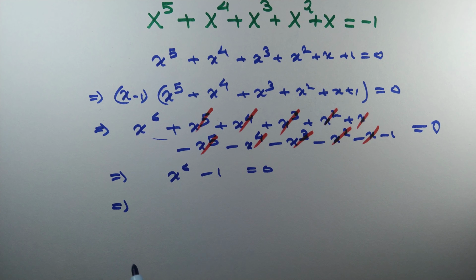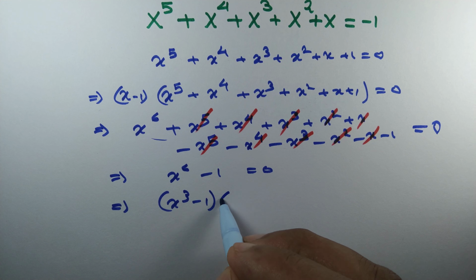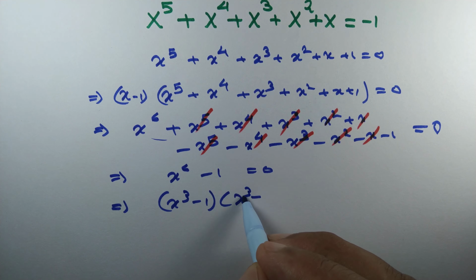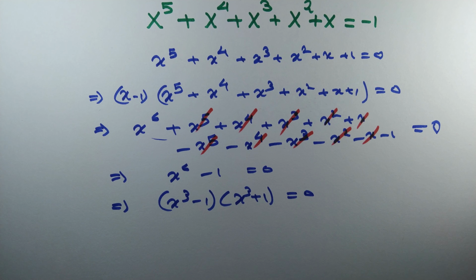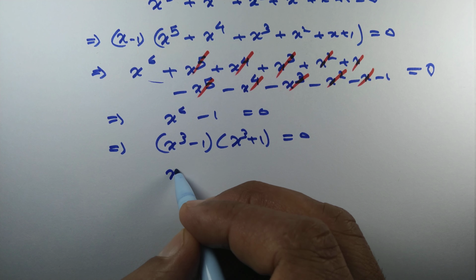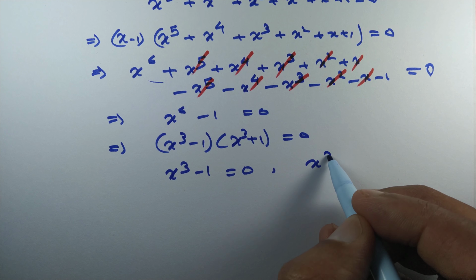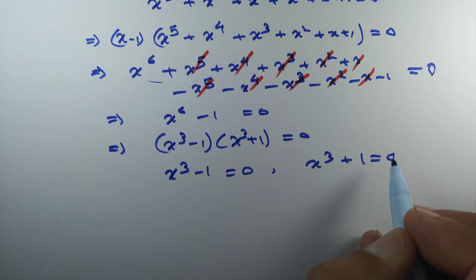Now we can factorize it. We can write it as x cube minus 1 whole thing into x cube plus 1 equal to 0. If the product of two numbers is 0, one of them has to be 0. So we can say either x cube minus 1 equal to 0 or x cube plus 1 equal to 0.